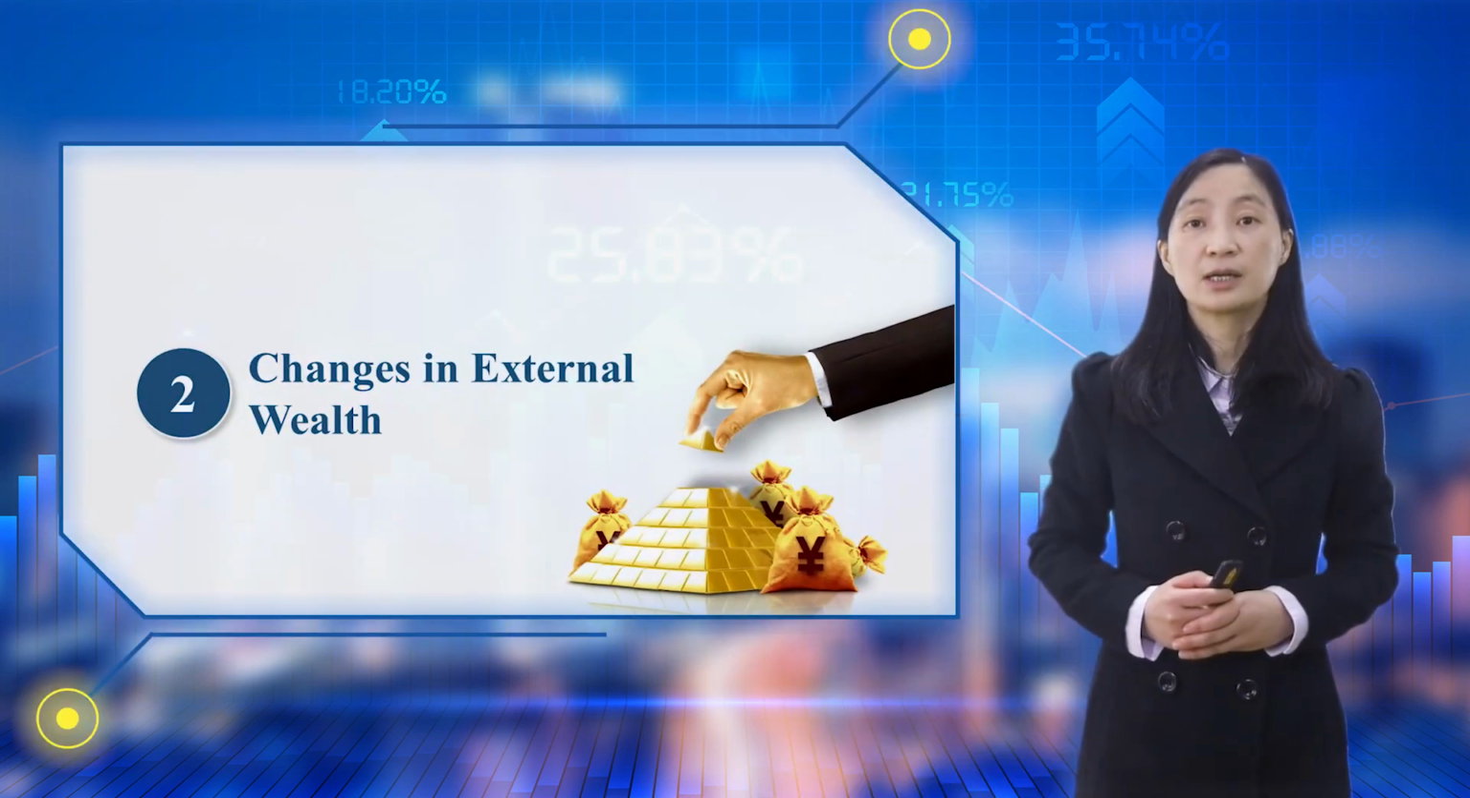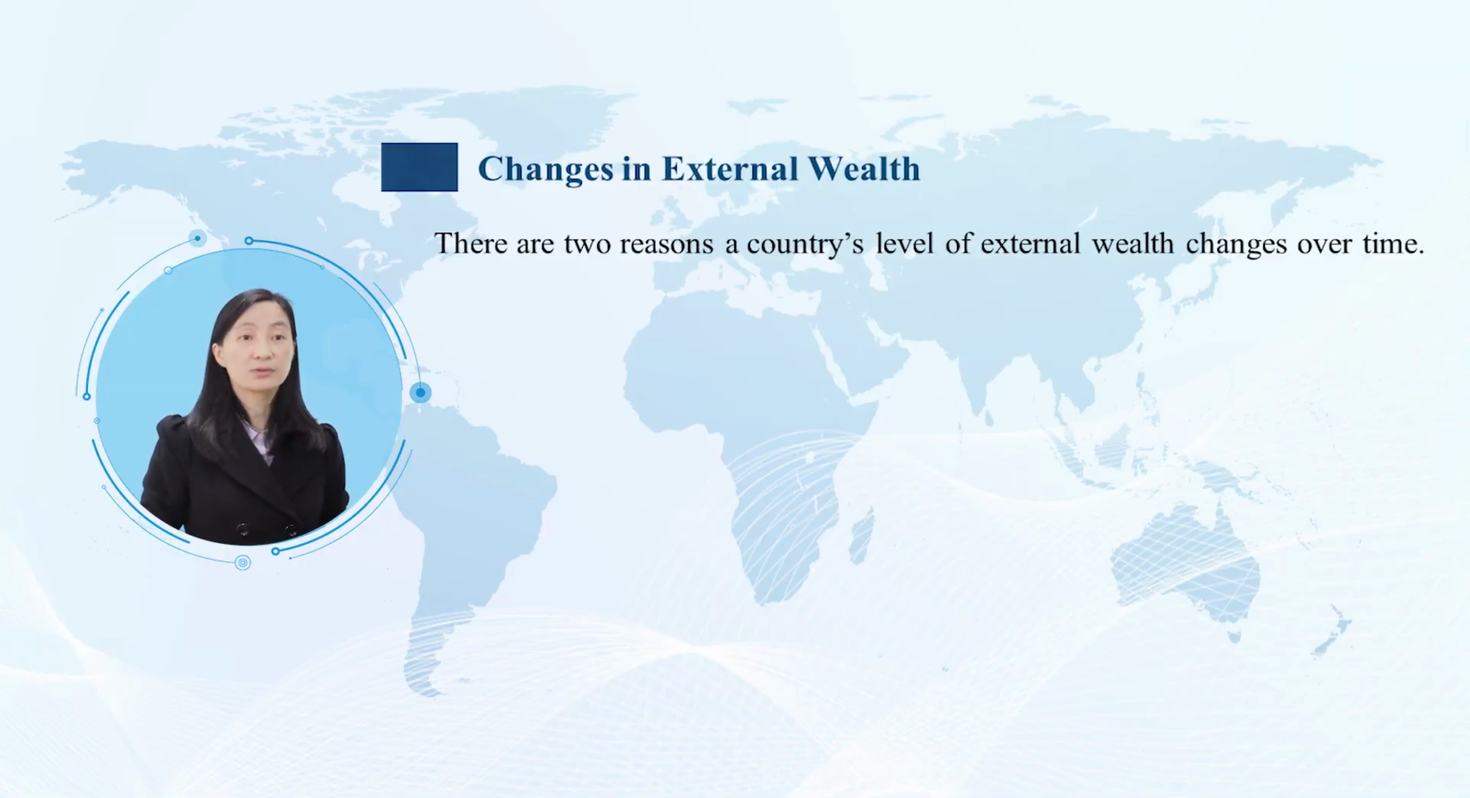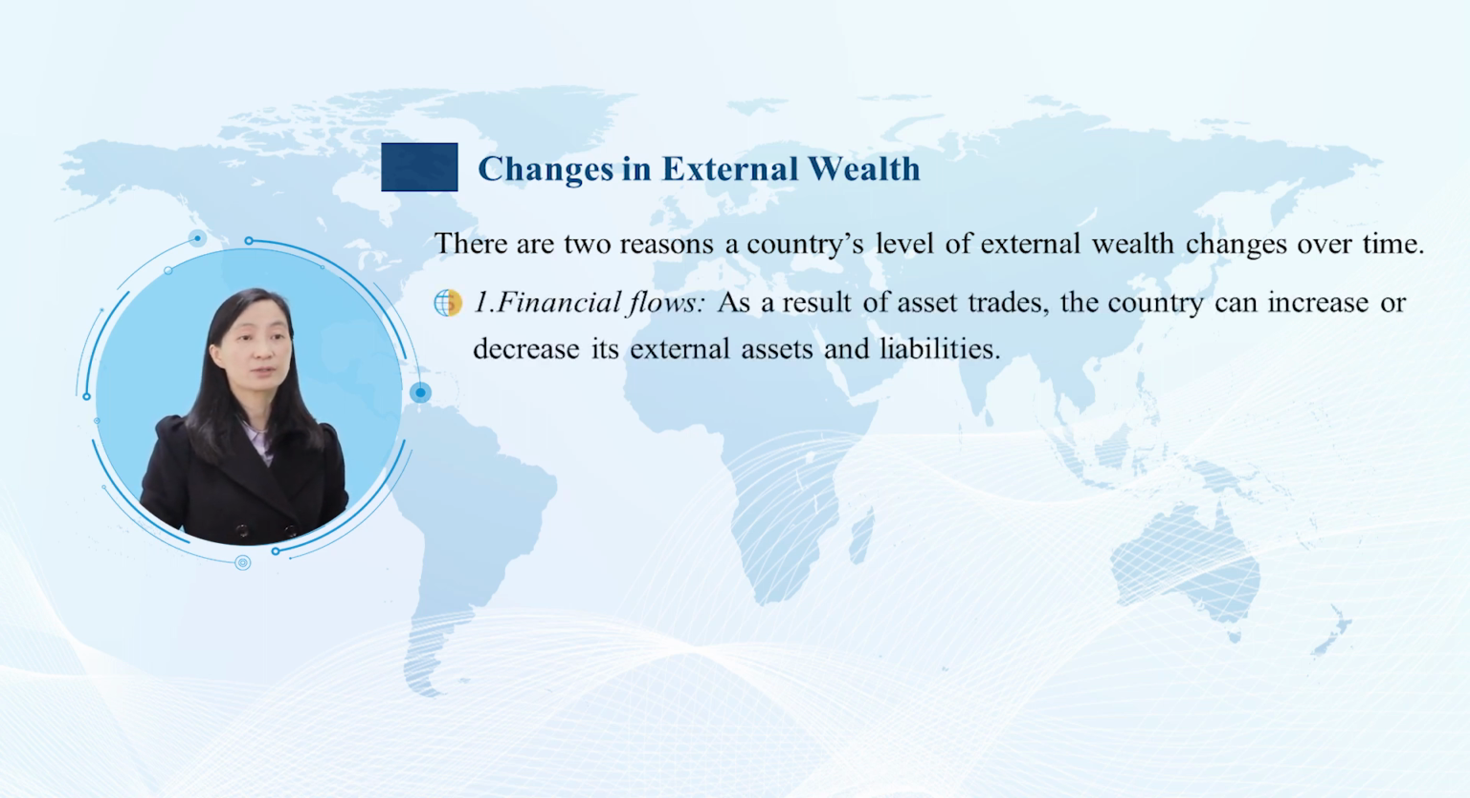Second, changes in the external wealth. There are two reasons a country's level of external wealth changes over time. One, financial flows. As a result of asset trades, the country can increase or decrease its external assets and liabilities.